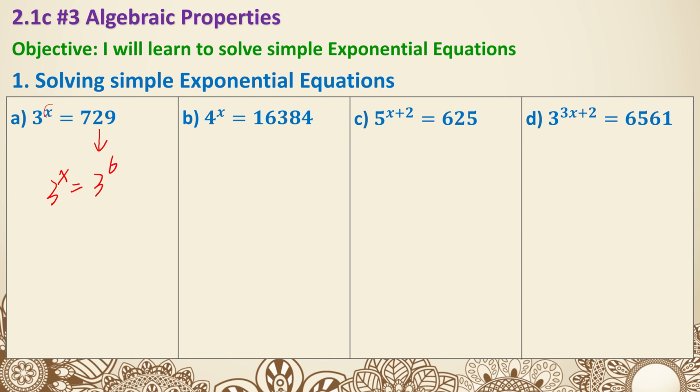By one of the properties we have learned, which is the equality property of exponentials, if the bases are the same, then the exponents have to be the same. So we just solve for that. x has to equal 6.